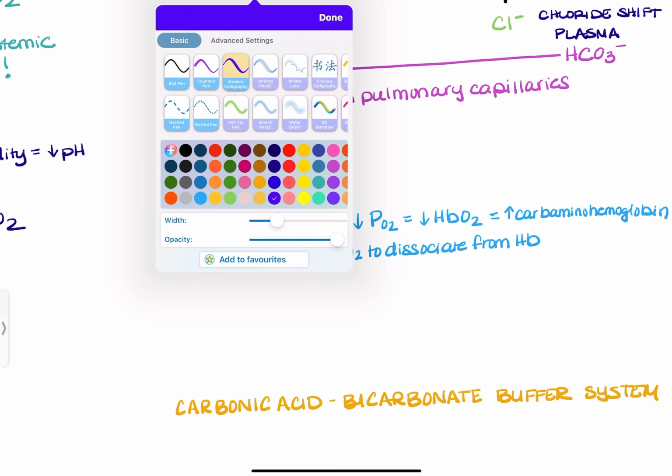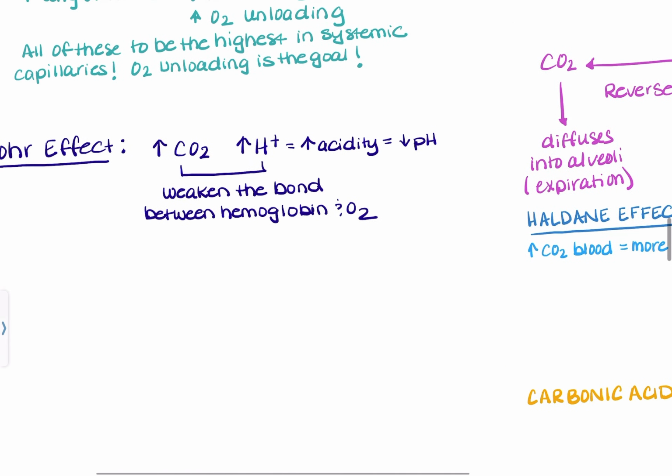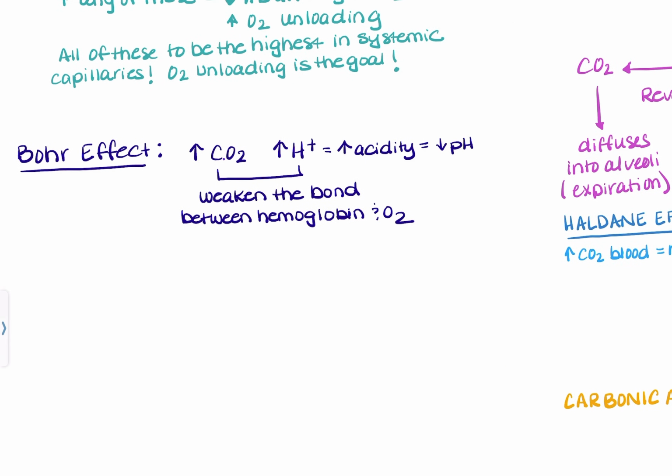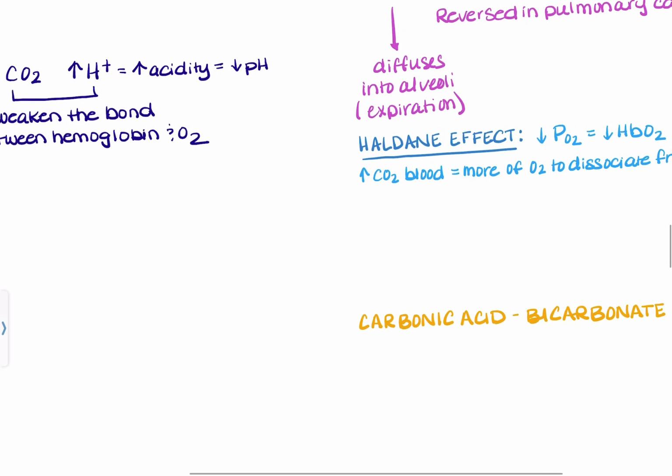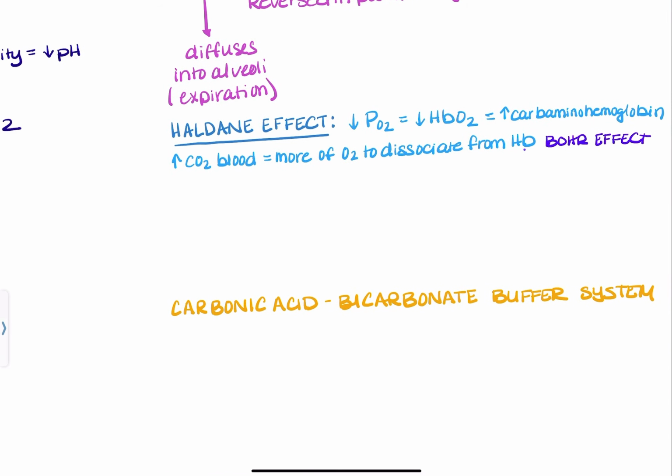We talked about this earlier in this lecture, and that's called the Bohr effect. So let's go back over here. The Bohr effect was as we increase the amount of carbon dioxide and increase the hydrogen ion concentration, those two things cause the bond between hemoglobin and oxygen to be weakened. So as we increase our carbon dioxide in the blood, we're weakening the bond between hemoglobin and oxygen, and now we're getting more oxygen to get dissociated from hemoglobin itself. So that's the Bohr effect.